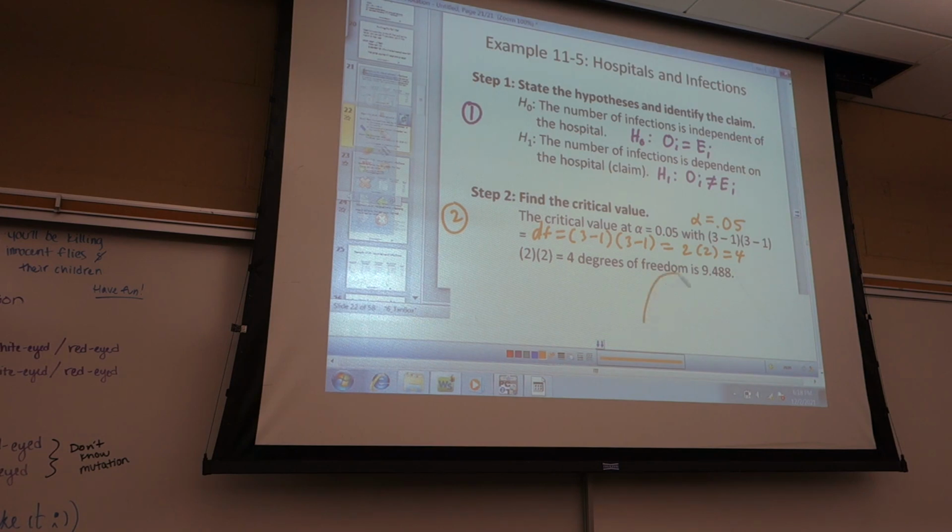So I'm going to draw my little picture here. 0, shade, 9.488. That's step 2. So everyone draw your picture? Draw your picture. Draw your picture. Okay. Next. Does everyone have the picture drawn? Okay.